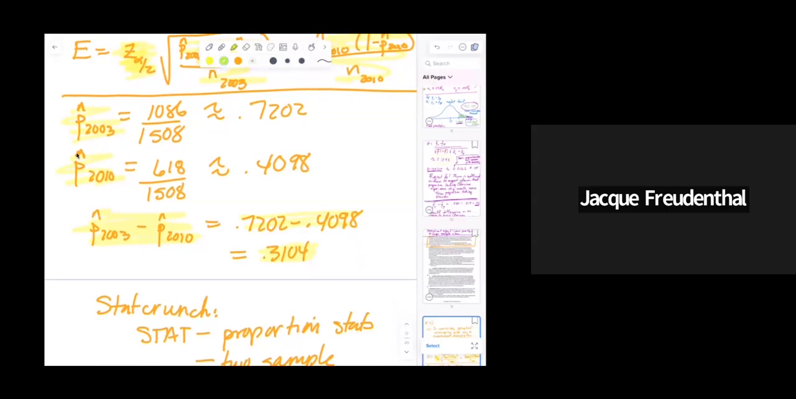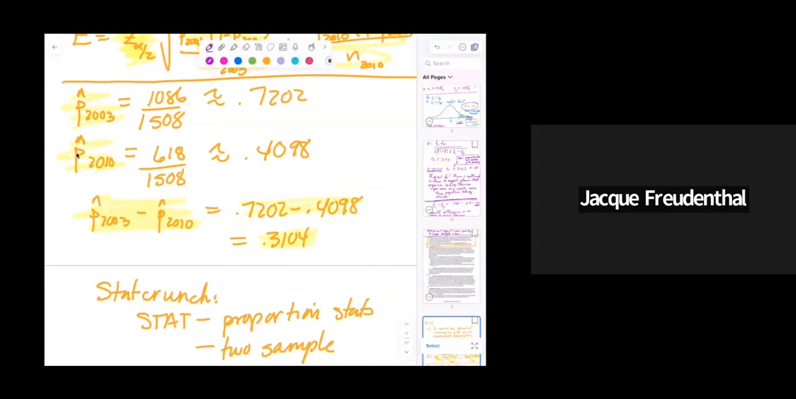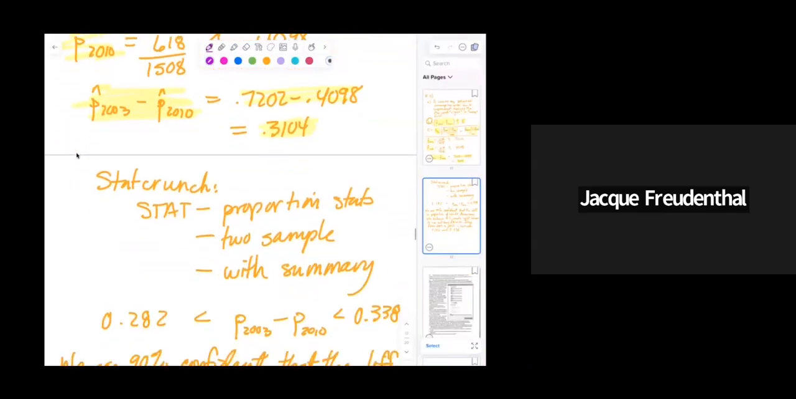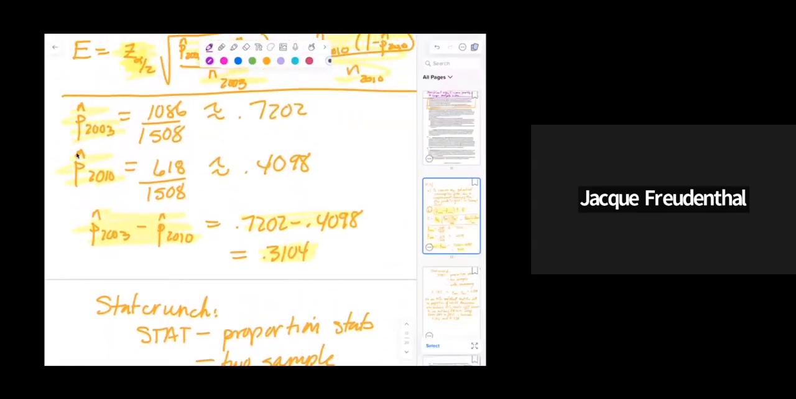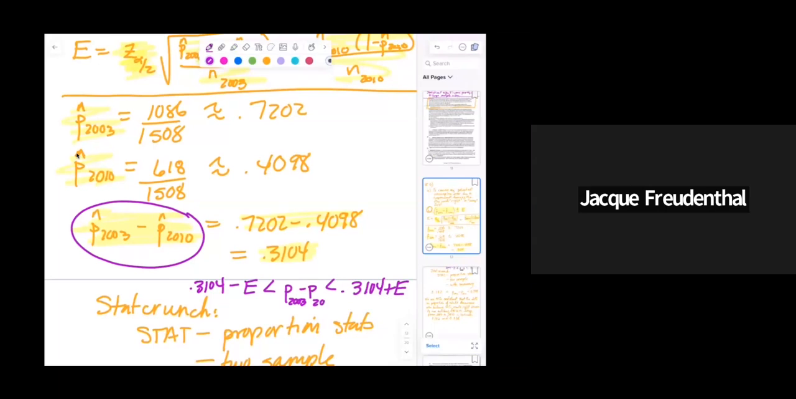Okay, so now I have a note here that I'm going to go into StatCrunch. Let me just write out what I said. So we are looking at taking this value, the 0.3104, and we're going to subtract the error, and we'll take 0.3104, and we're going to add the error. So we're estimating the difference between 2003 and the proportion in 2010. So we're estimating the population proportion with these two lower and upper bounds.